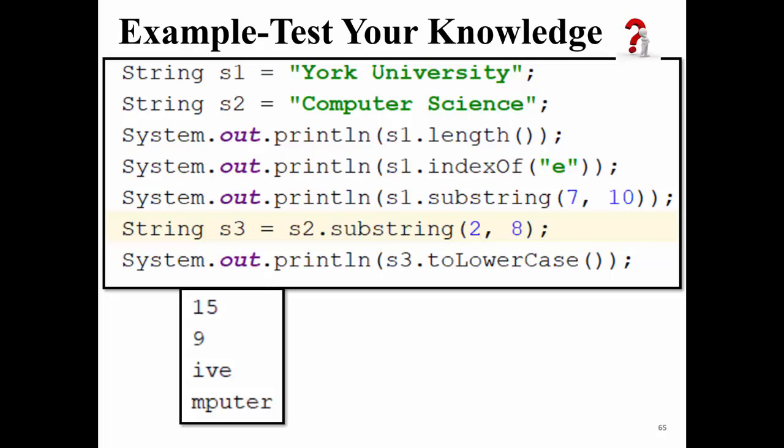Then if you ask for a substring from 7 to 10, it's 7, 8, 9, not 10. So 10 is excluded, and we have IVE. And if we ask to take a substring from 2 to 8, that means 2, 3, 4, 5, 6, 7. 8 is not included, and that will return MPUTER.